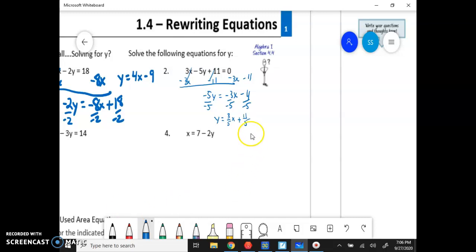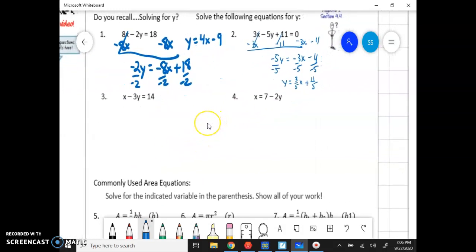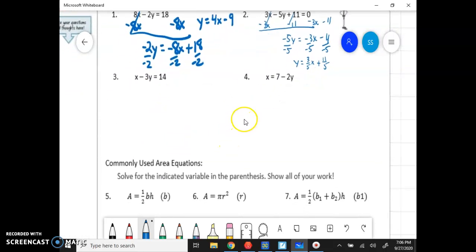You could convert that to 2 and 1/5 if you wanted to, but an improper fraction is fine there as well. All right, let's just do a couple more, just get in the swing of things here. So again, I want to isolate this negative 3y, so I've got to get rid of this x. And I'm left with negative 3y is equal to negative x plus 14.